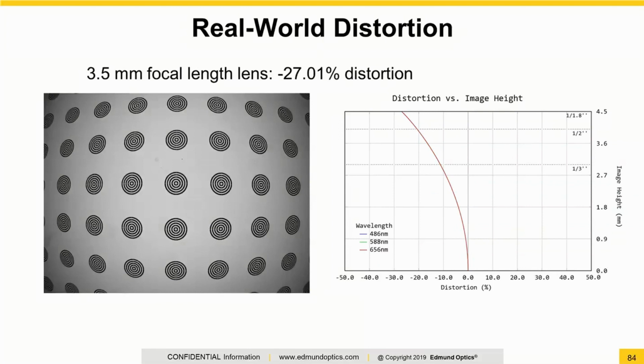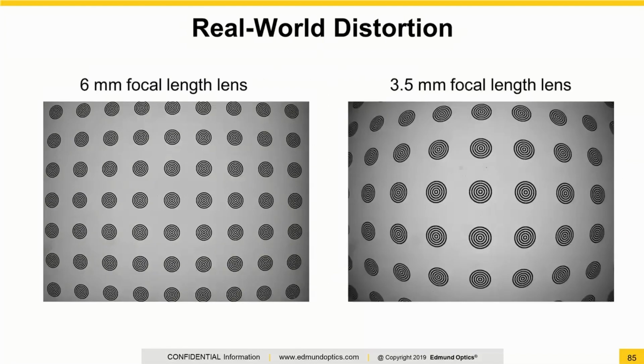If you look at the 3.5mm lens, again, it has minus 27% distortion, so there's a tremendous amount more distortion in the 3.5mm lens, and you can really see that evidence there. And looking at the two side by side, you can really see this.